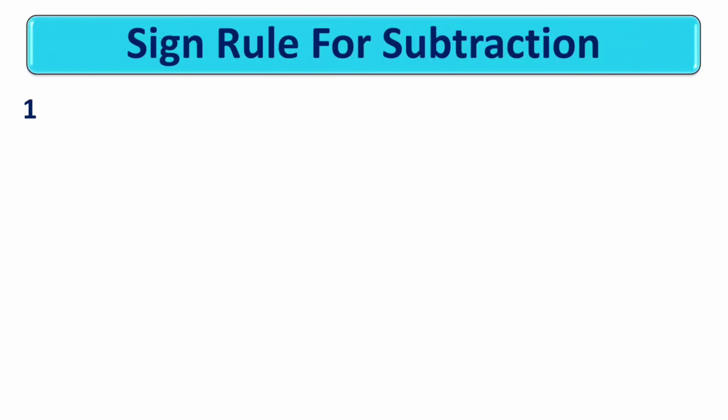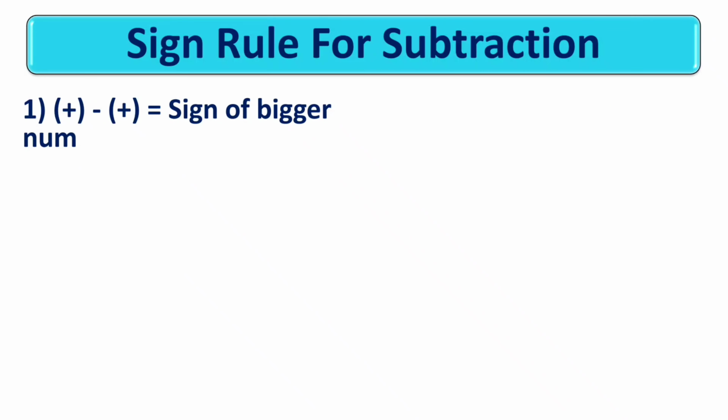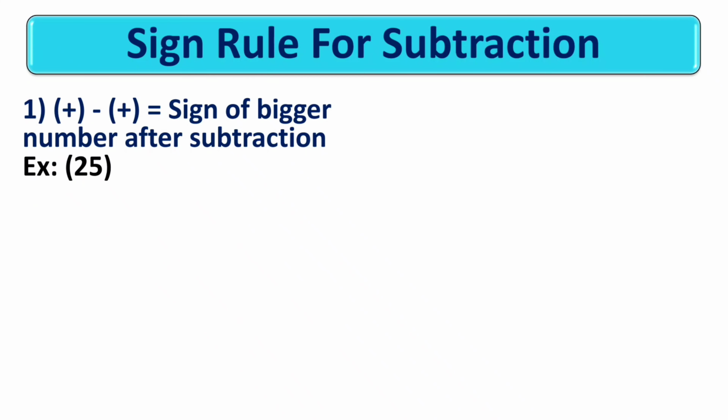Here the first rule is when two positive numbers are subtracted, we get a number with sign of bigger number after subtraction. For example, 25 minus 15 gives positive 10 as 25 is a positive number.